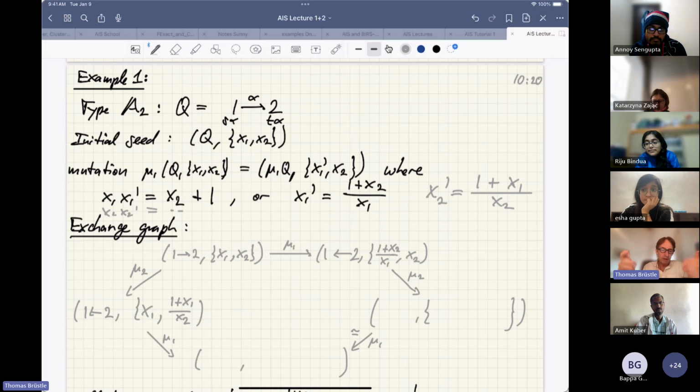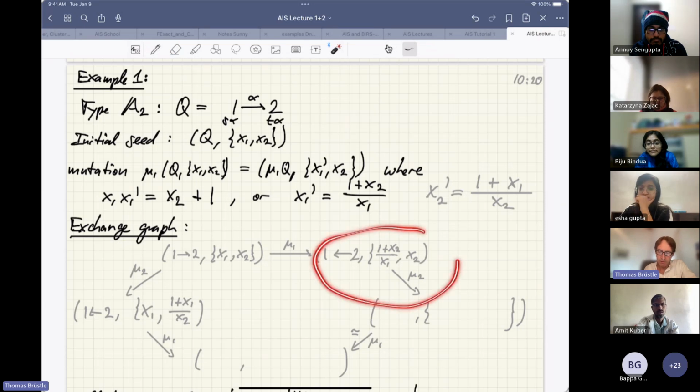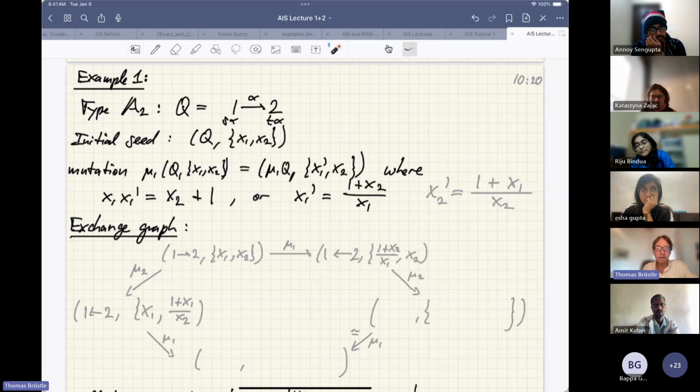Okay, so we slowly build up our exchange graph, starting from the initial seed here. We already did two mutations, mu1 and mu2, and then we will have to continue building up our exchange graph. So it doesn't really matter, it's a very symmetric situation. Let's try to compute mu2 of this one. So here it starts getting more interesting. We have to go through this once.